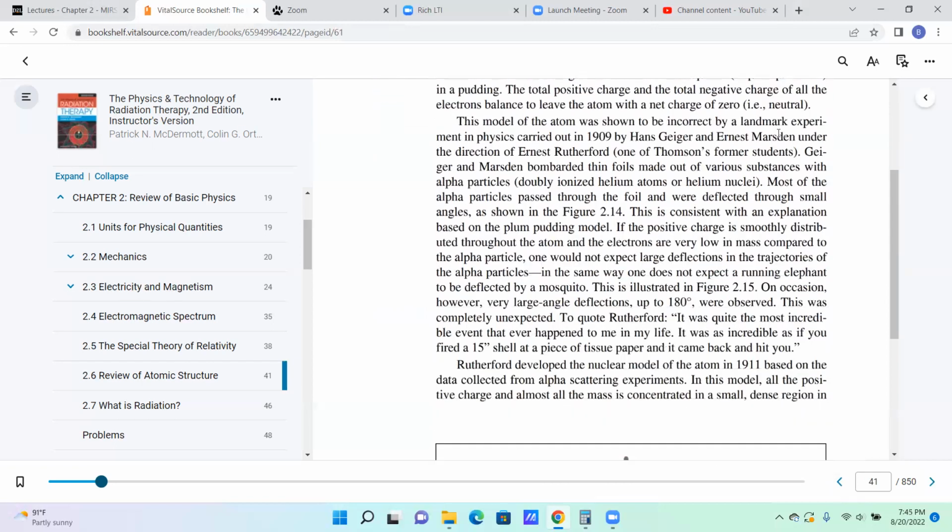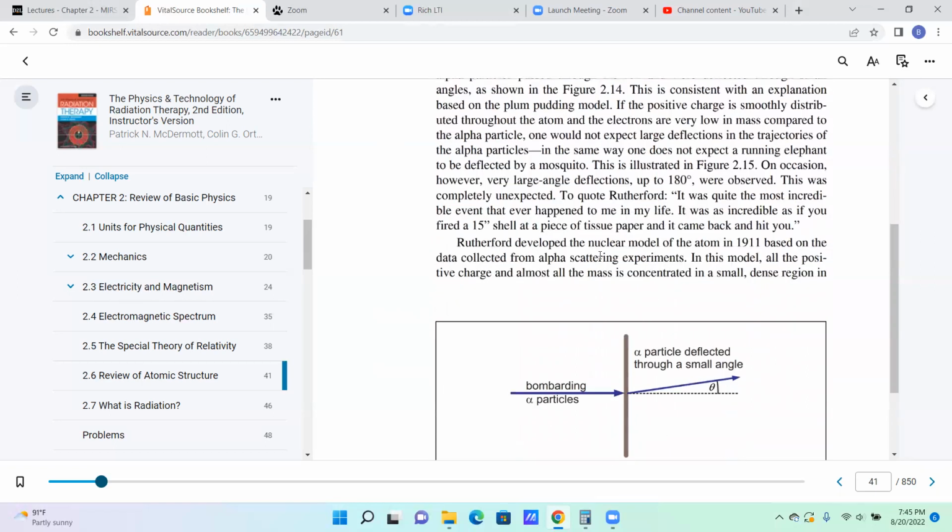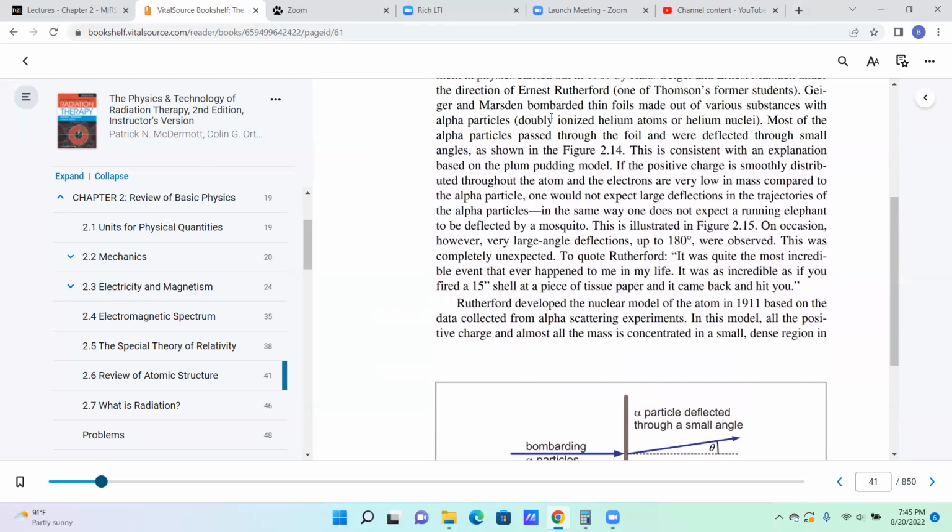So that was the model going up until about 1909, when Geiger and Marsden, working under Ernest Rutherford, started saying, okay, well, let's find an experiment and let's see if this is actually true. So they took thin foils of gold, and these thin foils had various substances with alpha particles.